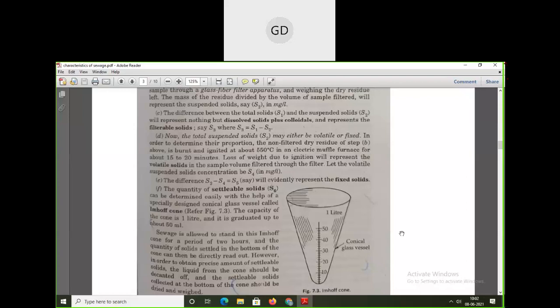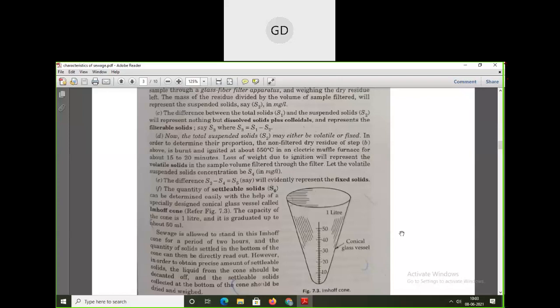The dry residue before filtering, which you have got while calculating the suspended solids, you have to burn at 550 degrees Celsius. There is an electrical muffle furnace, a kind of furnace. You burn the dry residue there at 550 degrees Celsius for about 20 minutes.